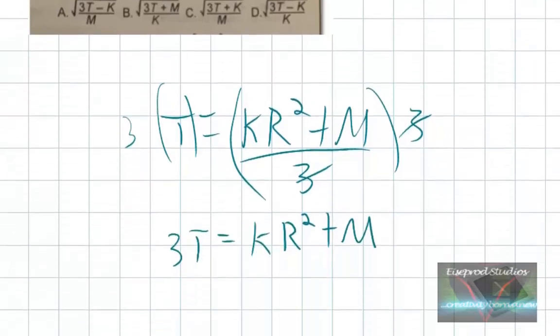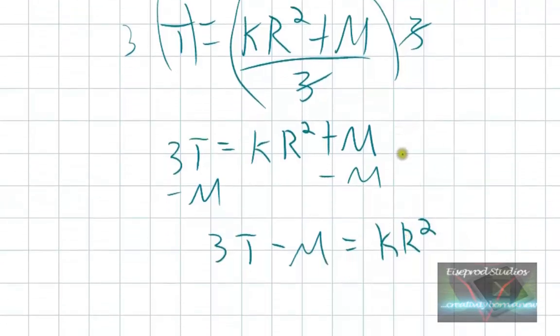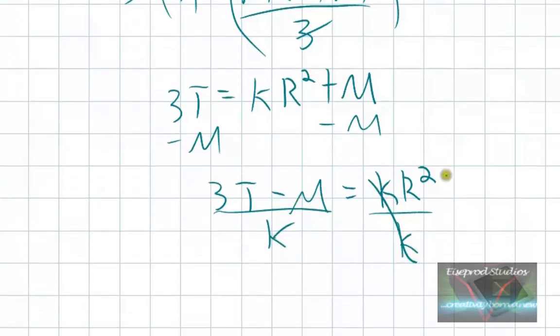So now what can I do? Well, I can subtract m from both sides. So I'm left with 3t minus m is equal to kr squared. We're very close, but now we need to divide by k on both sides of the equation so that we can get r by itself. So (3t minus m) over k is equal to r squared.